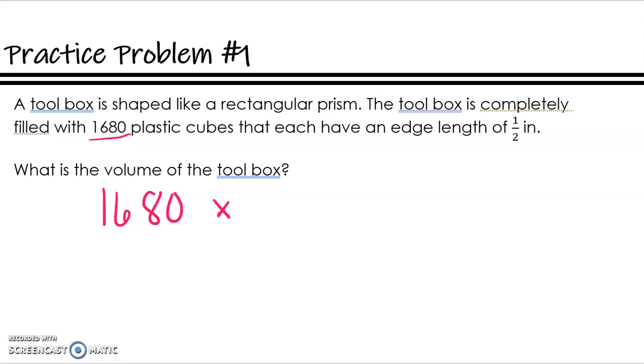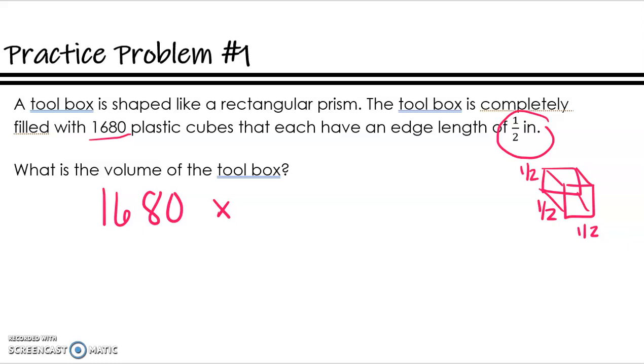Okay, and I want you to think about this. If I knew that the volume of a cube was 5, that means I would multiply the number of cubes by 5. I don't know my volume yet, but I do know that on this cube, I'm going to draw one real quick, every dimension is 1/2. So the length, the width, and the height is all 1/2.